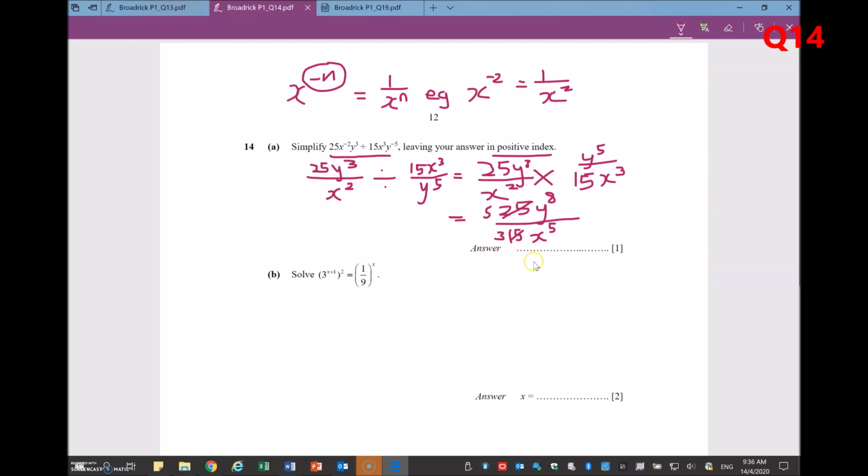And finally, my answer would then be 5y to the power of 8 over 3x to the power of 5.